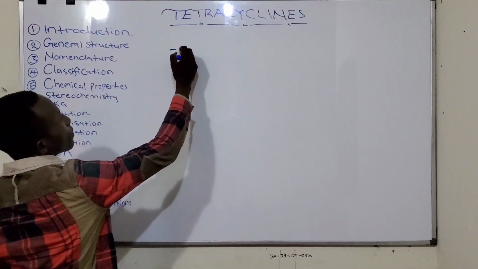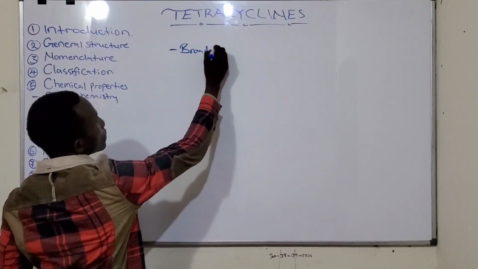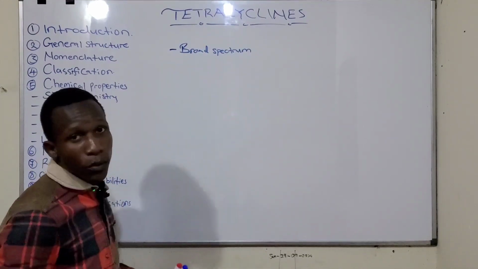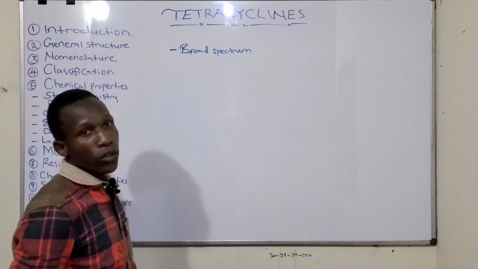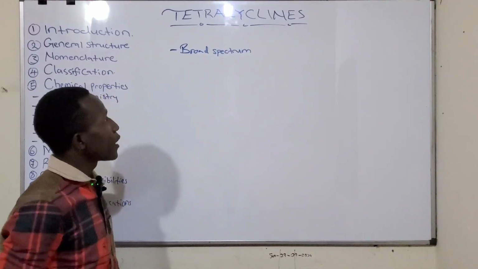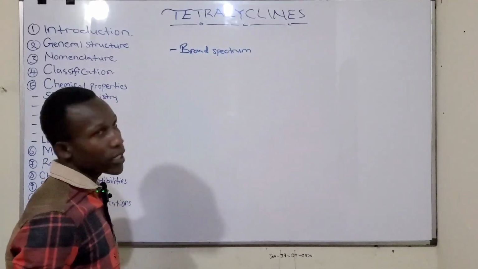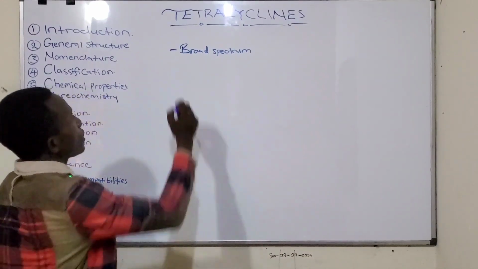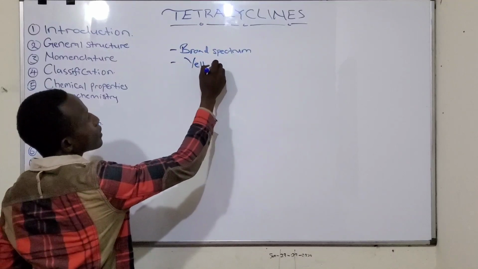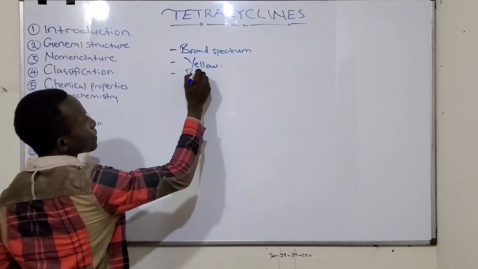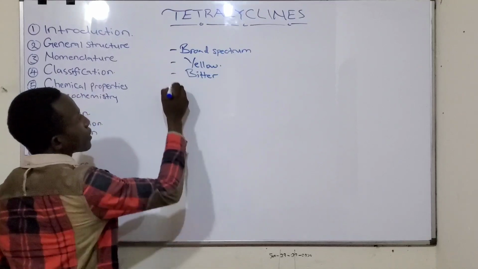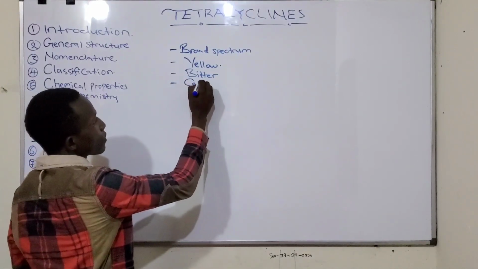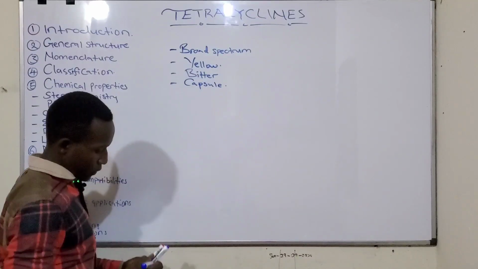Tetracyclines are broad spectrum antibiotics. They act on gram positives, gram negatives, aerobes and anaerobes. They also have action on mycoplasma, rickettsia, and many other organisms, including some protozoan infections. They are yellow in color. They are bitter, so most of them are formulated as capsules because of the bitter taste.